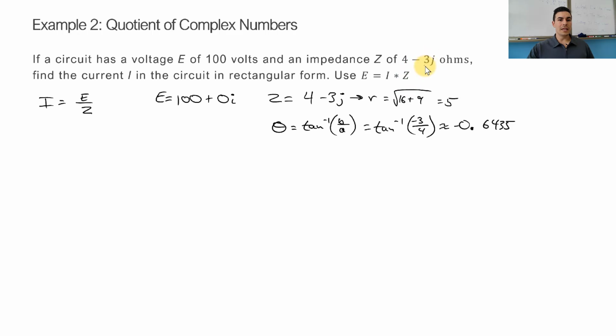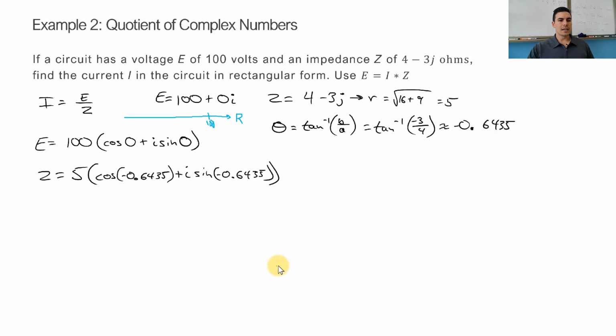Now we do have a negative b value, but our a value is positive, so we don't have to add pi to that. So that's going to be approximately negative 0.6435. And we would write e as 100 cosine 0. Again, thinking of this on a number line, e would be just 100 and 0i. So it's just going to be only on the real axis. So that means that our angle would be 0, right? So we have 100 cosine 0 plus i sine 0. And then for z, we have 5 cosine plus i sine of this negative 0.6435.